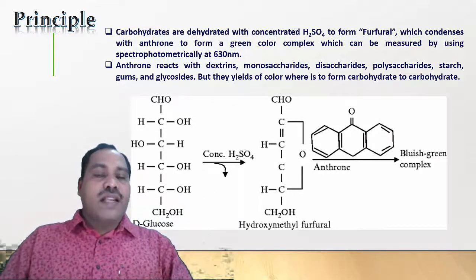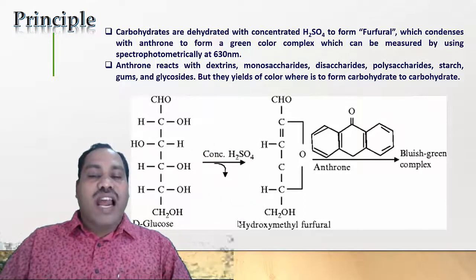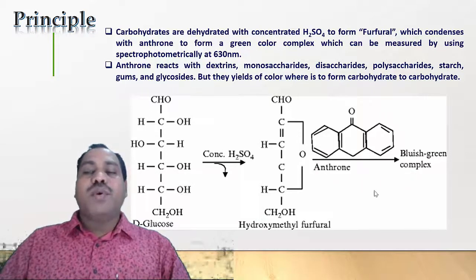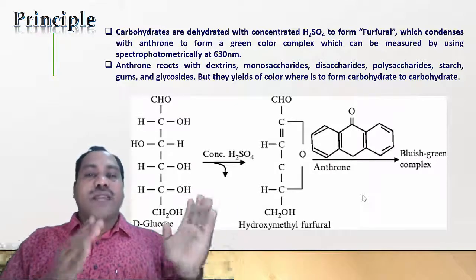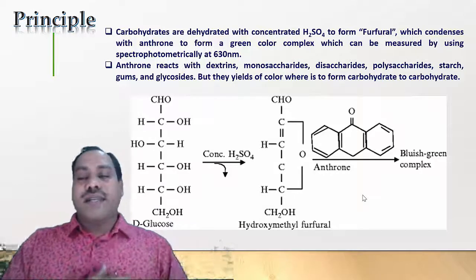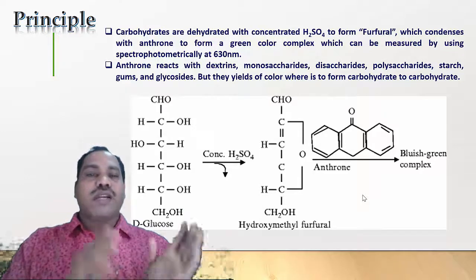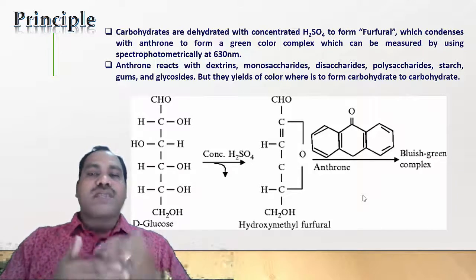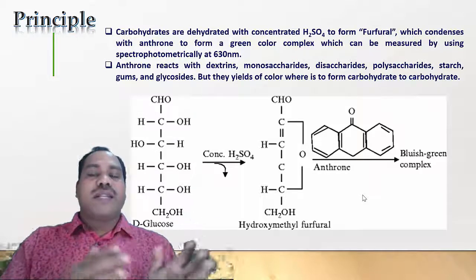In this method, first of all, glucose reacts with concentrated sulfuric acid to form hydroxymethyl furfural, and this hydroxymethyl furfural reacts with anthron reagent to form a bluish green complex. That blue color product can be measured in the spectrophotometer at 630 nanometers, and the concentration of this blue color product is directly proportional to the amount of carbohydrate present in the sample. So on the basis of the color development, we can calculate the amount of carbohydrate present in the samples.